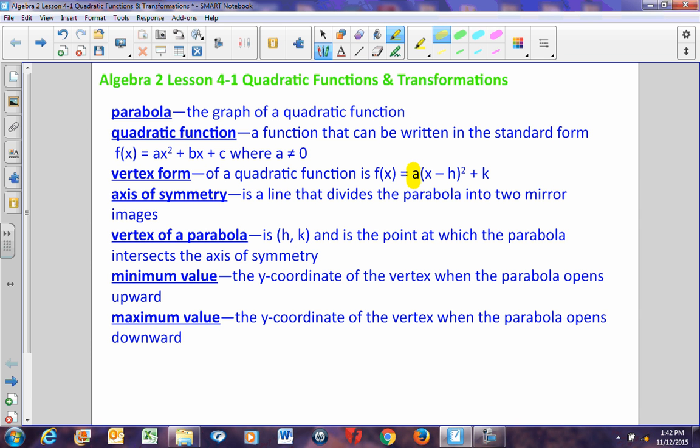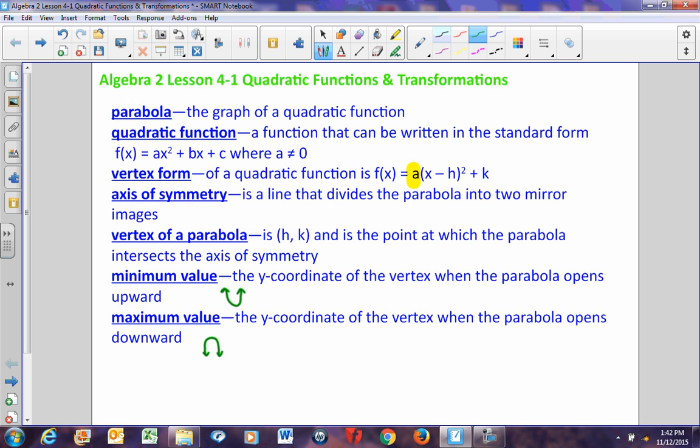The minimum value is the y-coordinate of the vertex when the parabola opens upward. So in other words, if a parabola opens upward, or looks like a U, your vertex will be the minimum point. That's the lowest point on your graph. If your parabola opens downward, or is an upside-down U, that vertex is now a maximum point. It will be the highest point on your graph.